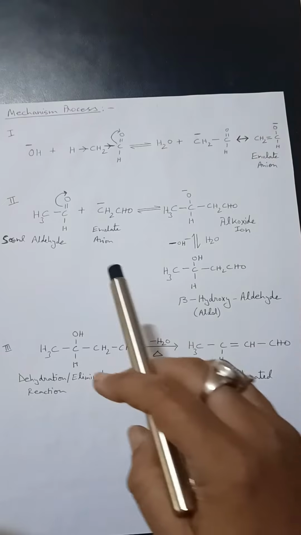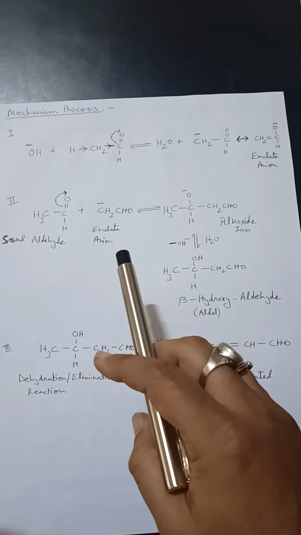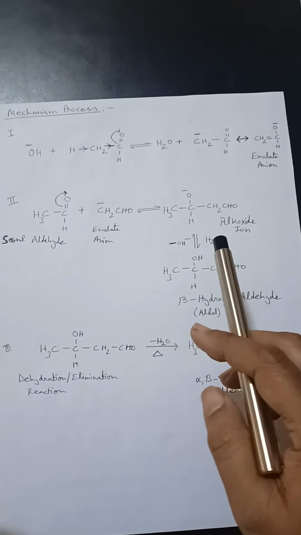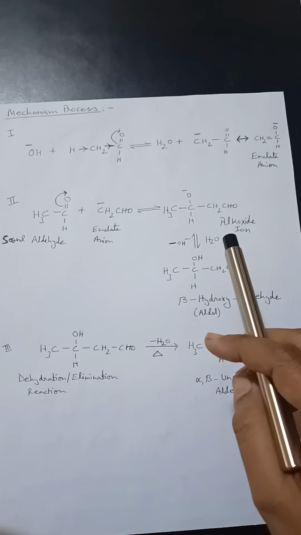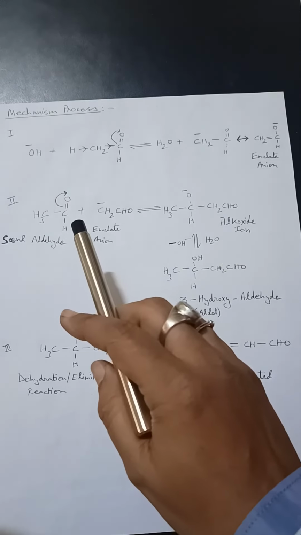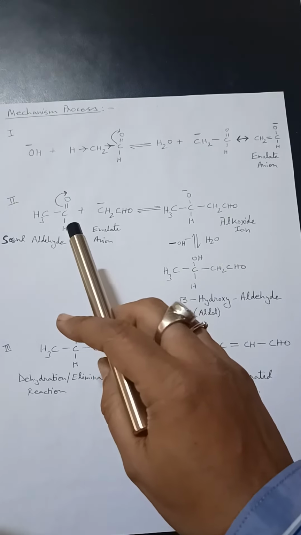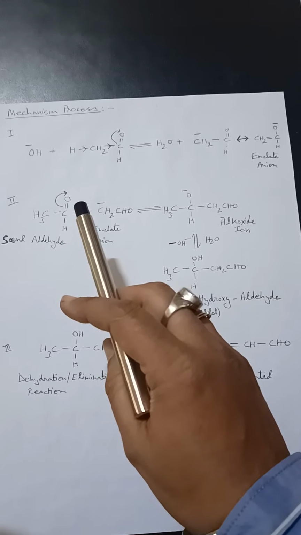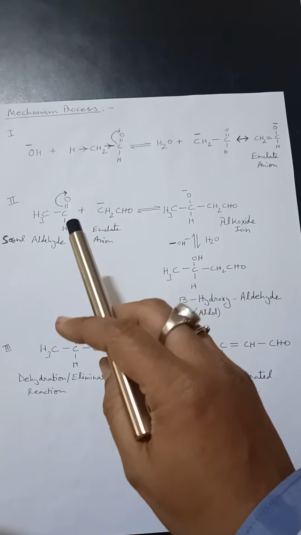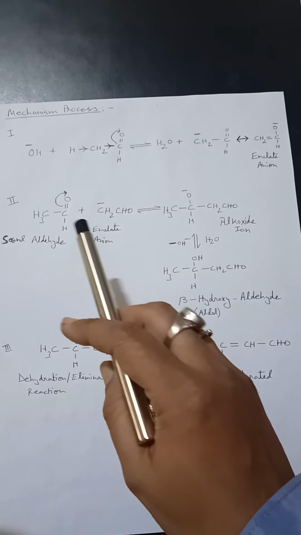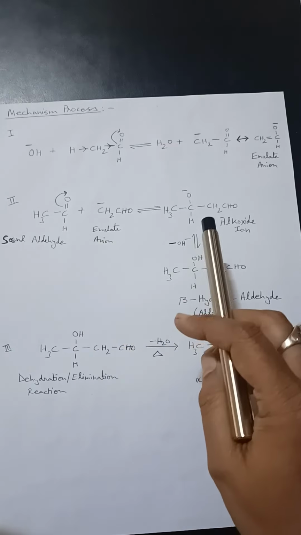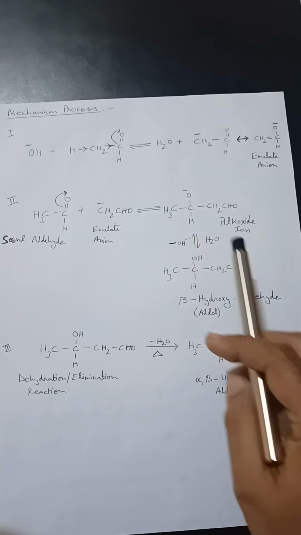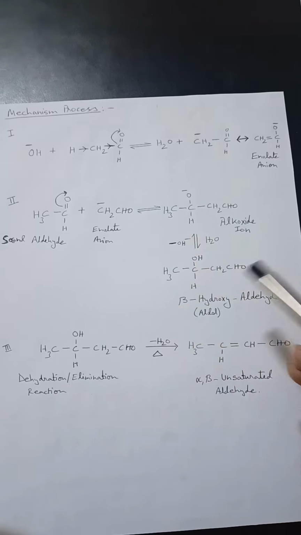anion. This enolate anion further reacts with another aldehyde in such a way that the carbon here again forms a positive carbon, and oxygen here takes the electron from it. As a result, the positive carbon adds up with the negative carbon, forming a bond between both, forming the alkoxide ion.